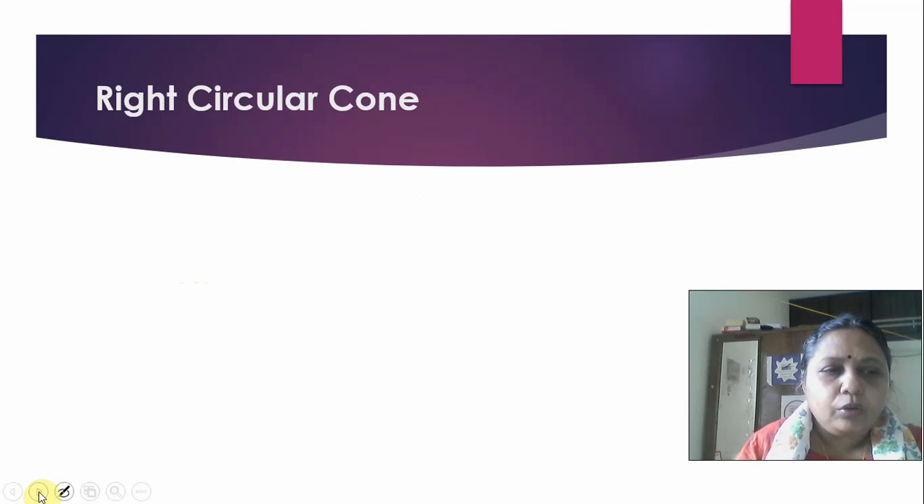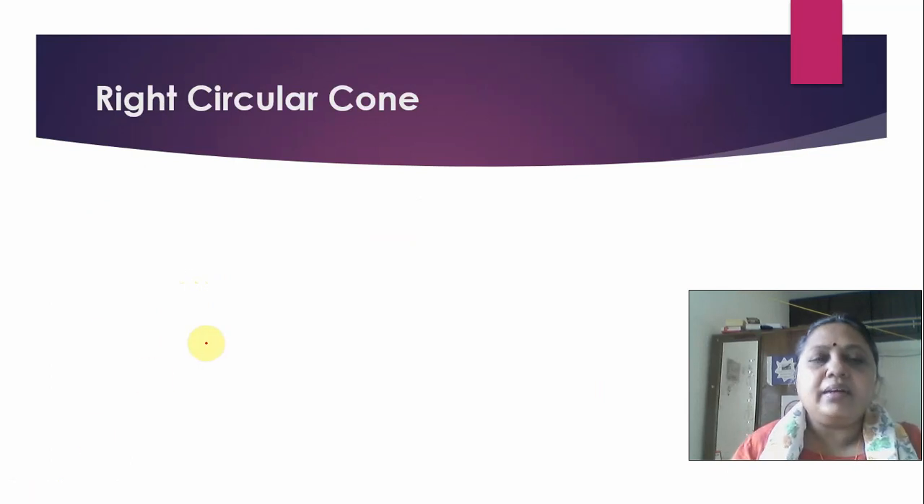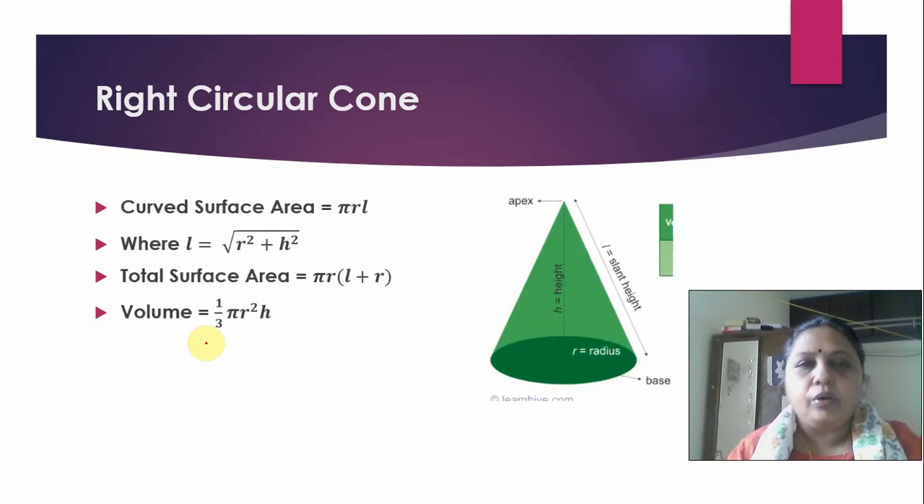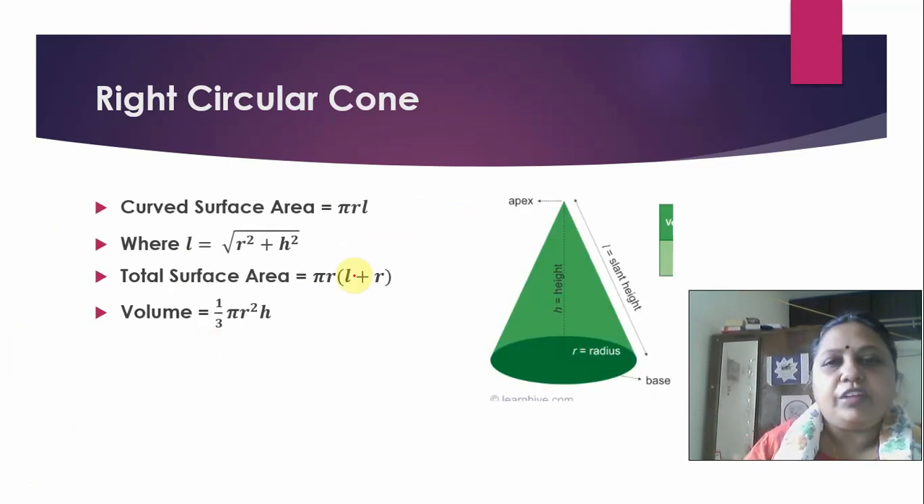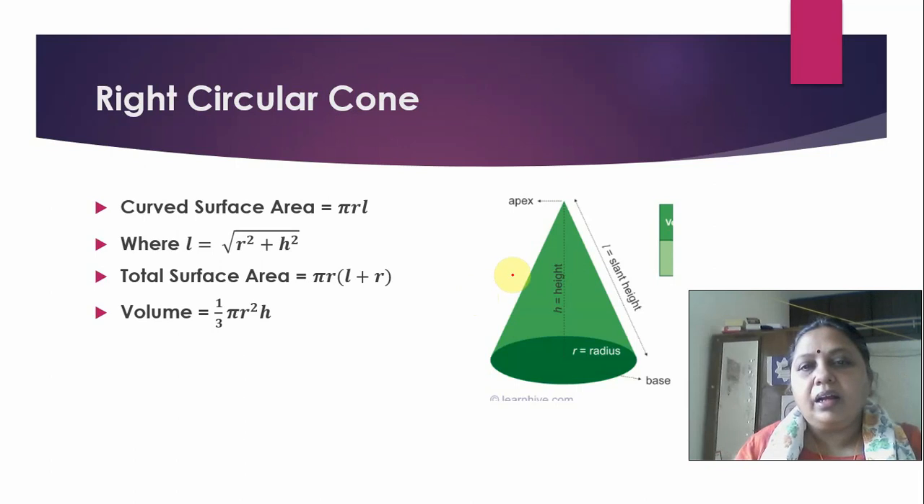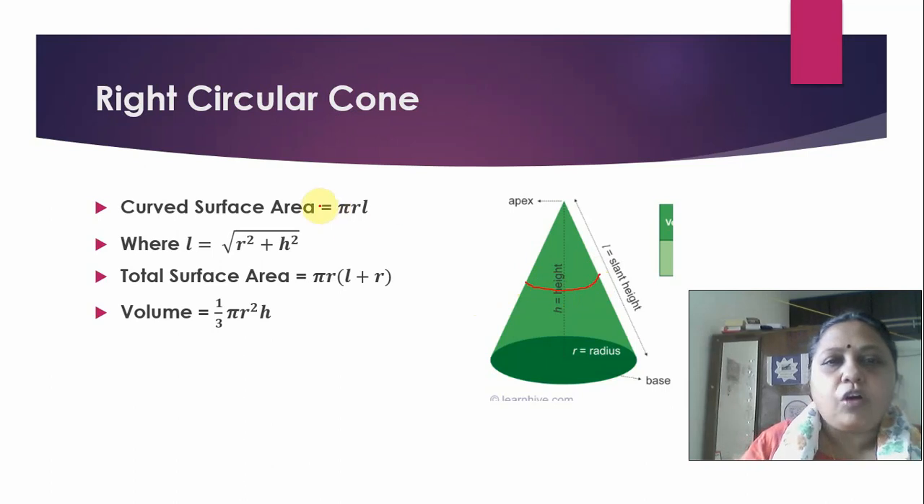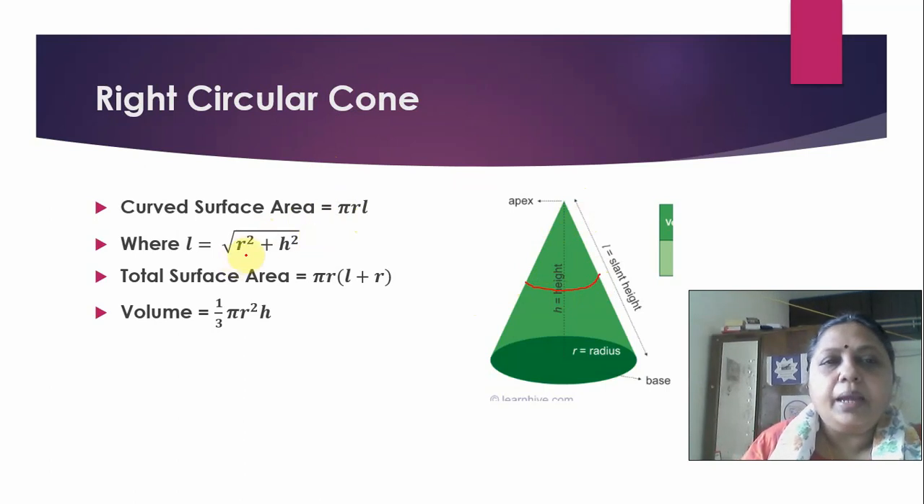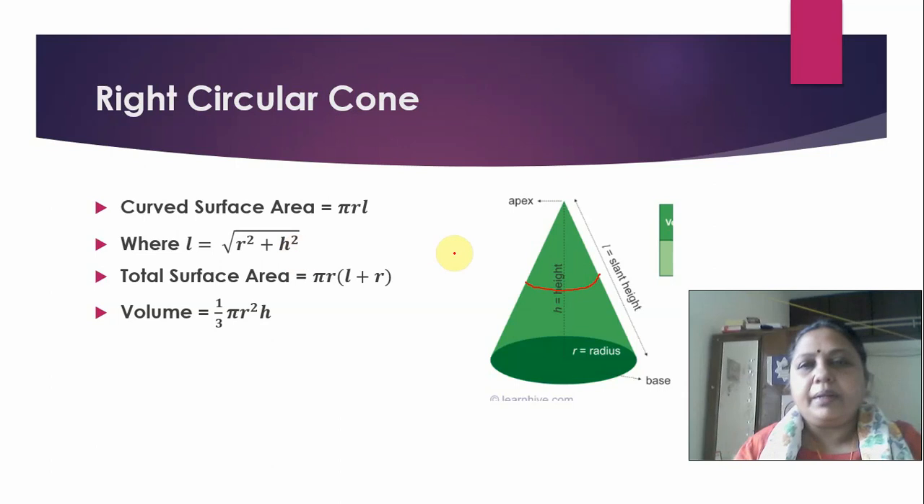Now we'll go to the next one, that is the right circular cone. In a right circular cone you have the curved surface area. This is the curved surface area of the cone. It is given by the formula pi r L. Now what is L? L is this slant height. How is L given? L is given by root of r squared plus h squared.